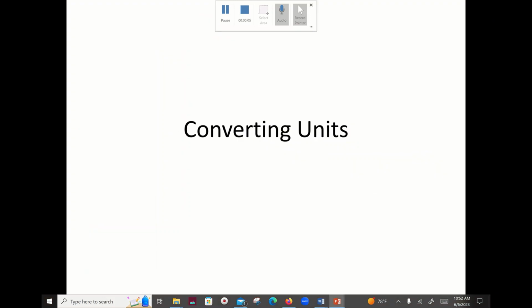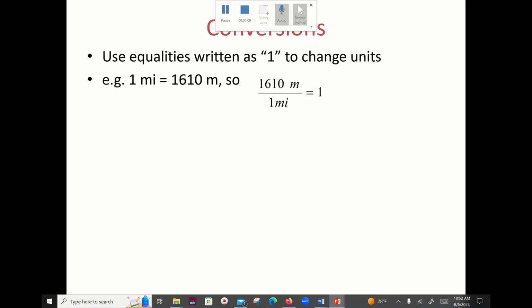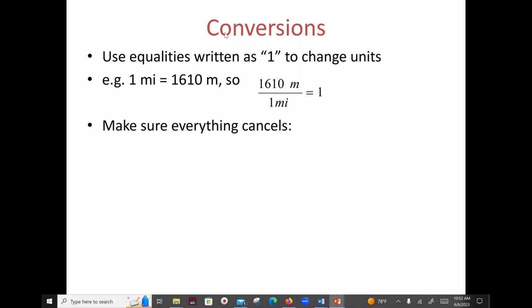Okay, so this is just going to be a quick video on converting units, how to do the calculations. Whenever we do the calculation, we want to use equalities that are written as 1. If I multiply anything times 1, I just get it back again. So for example, 1 mile is 1610 meters. So 1610 meters divided by 1 mile is equal to 1.